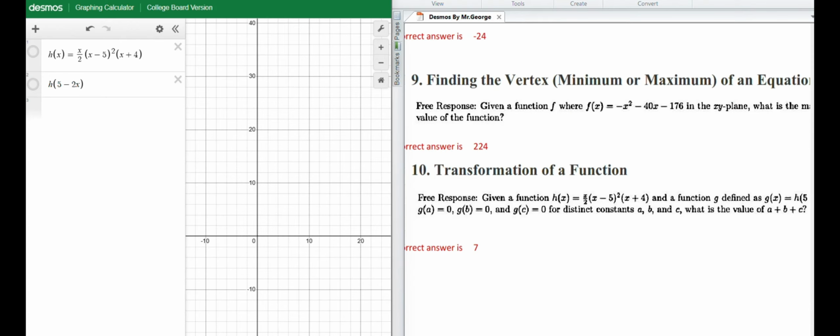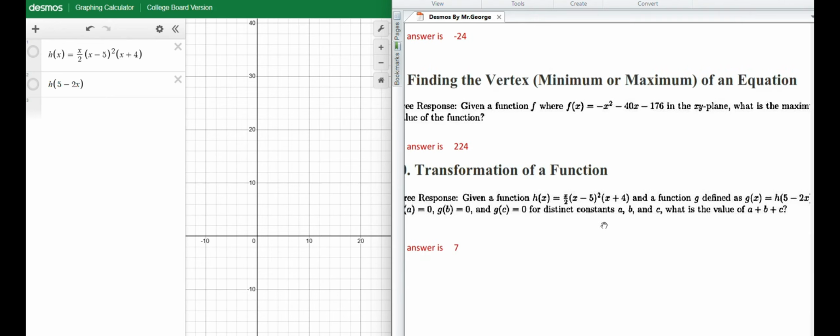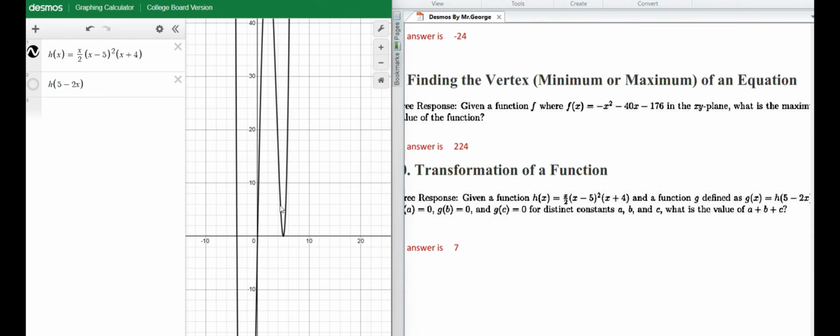We can use Desmos also for transformation of a function. It's given us this function and it says this function is transformed into h of 5 minus 2x. All we have to do is type in the first function right here and the graph, as you see in black right there.